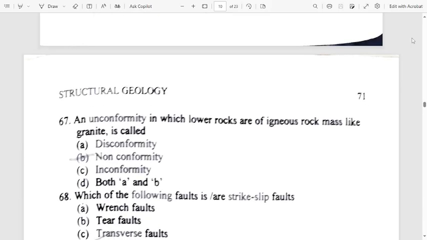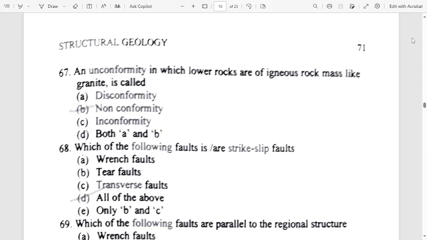Horst is the top part. Graben is the lower part. The upper, raised part is horst and the lower part is graben. An unconformity in which lower rocks are of igneous rock mass like granite is called nonconformity.